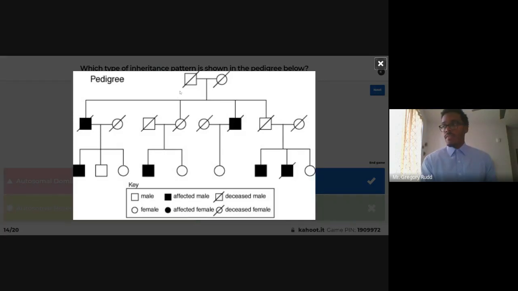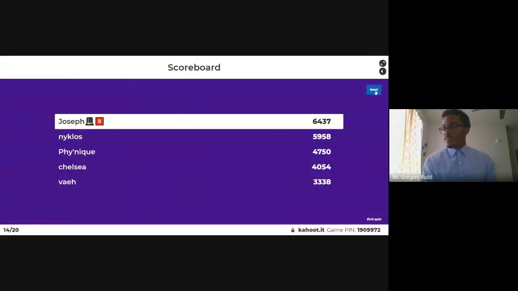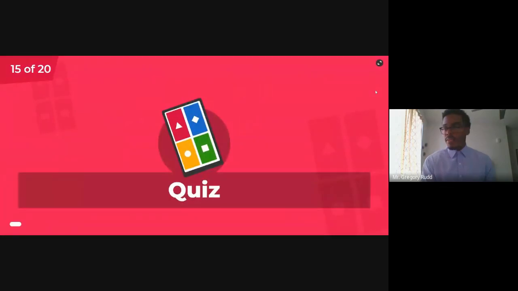Whatever trait this is, it's skipping generations. The first generation, the grandparents, didn't have the trait, but they had two sons who had the trait. In the next generation, there are also parents who did not have the trait, but they had sons who ended up having the trait. So we know that it's skipping generations. It must be recessive. Okay, nobody at the top moved. Anthony got it right. Good job.